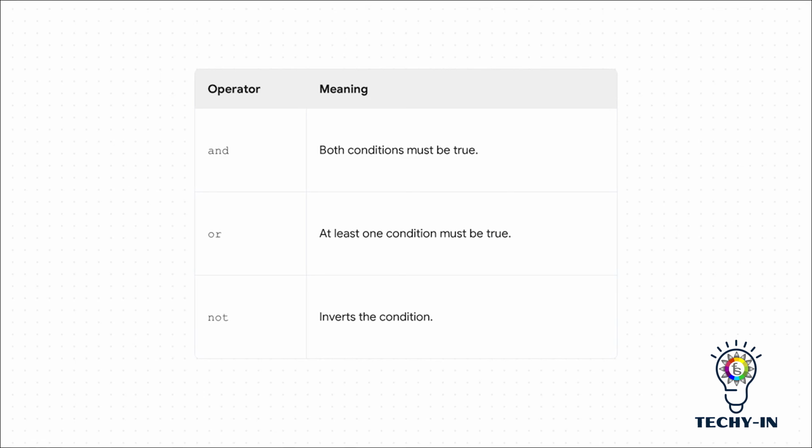And here's your cheat sheet. With and, everything on your list must be true. Think of it as a super strict checklist. With or, it's way more relaxed. You just need one thing to be true to get a pass. And then you've got not, which is basically the rebel of the group. It just flips the result. If something's true, not makes it false, and vice versa.